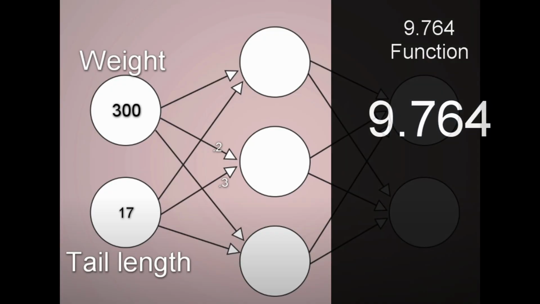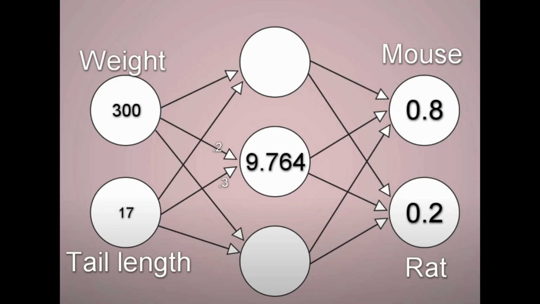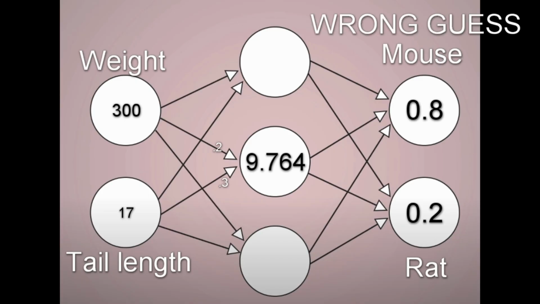So then, after every single neuron is counted, the computer guesses which input is the correct one. This was a wrong guess. So what we do now is we train it.